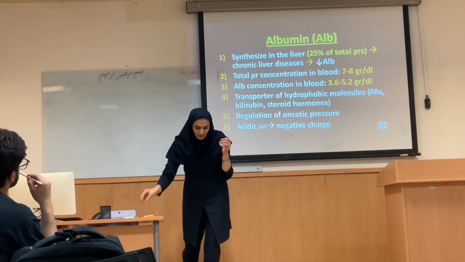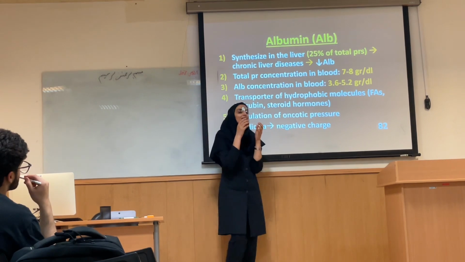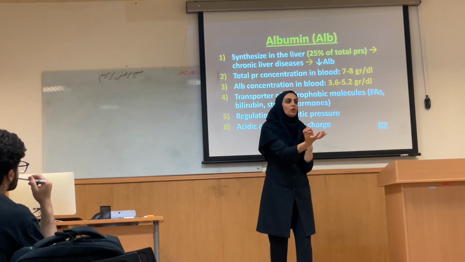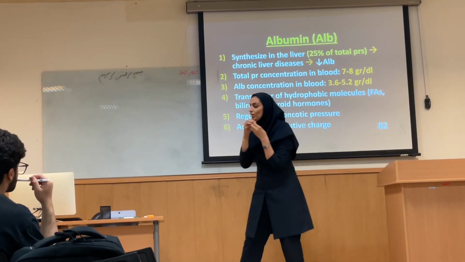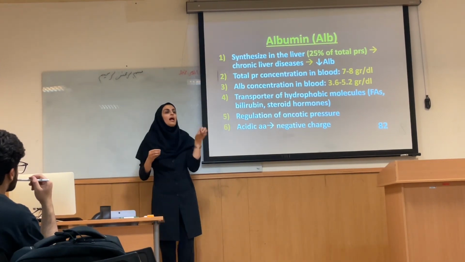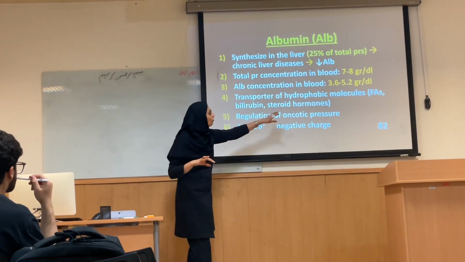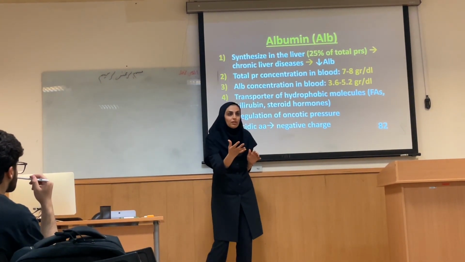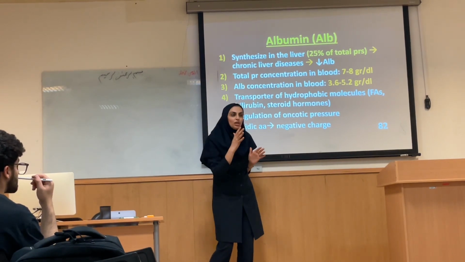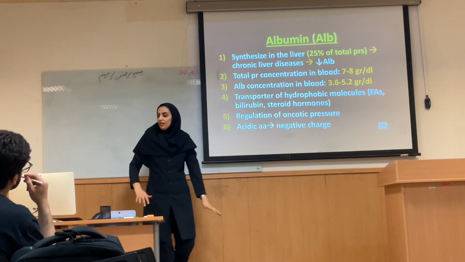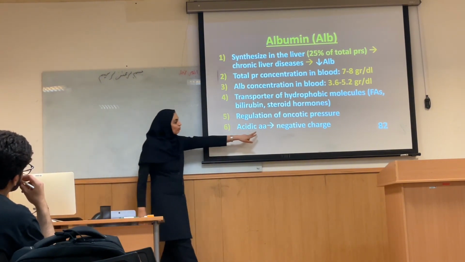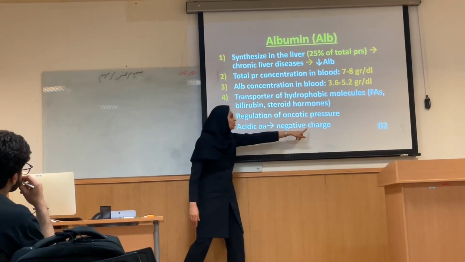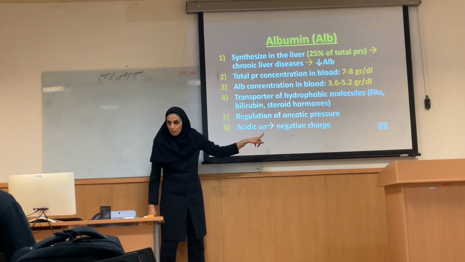Guys, we have a rule that everything that is not soluble in our blood should be carried by something. The general transporter in our body is albumin. For example, thyroid hormone, steroid hormone, bilirubin, all of them have their special transporter, but albumin works as a general transporter. Another important thing to know about albumin is its negative charge because of acidic amino acids.